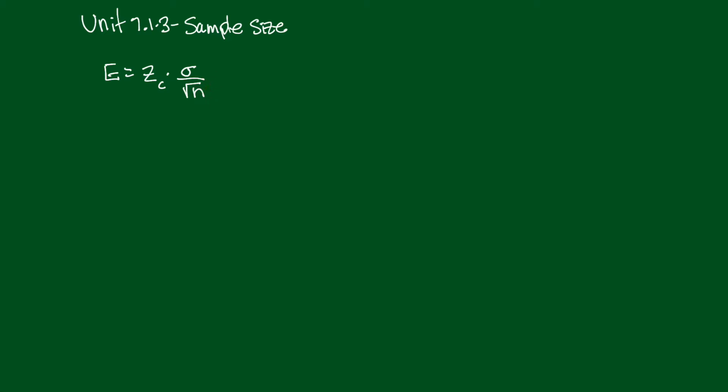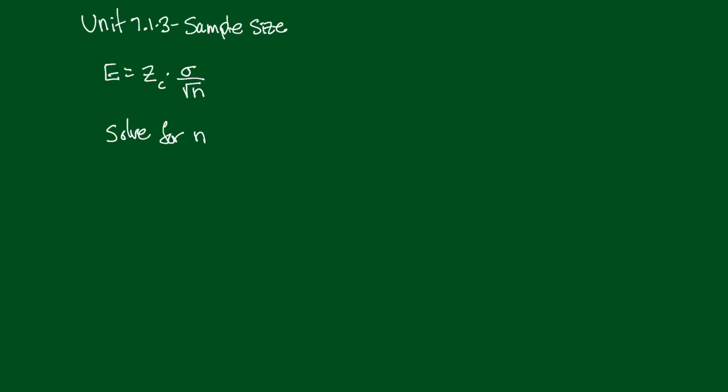So if we know what error we're willing to make, so that's what we might do right up front, how much error are we willing to make? And at what confidence level do we want? Then we'll know sigma, and we can solve for n. So we're going to solve this for n, a little bit of algebra.